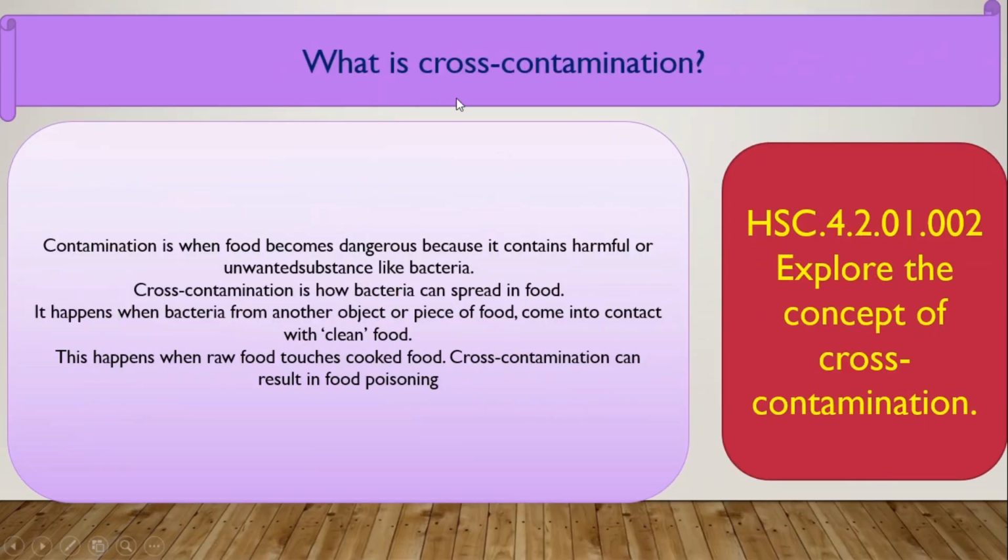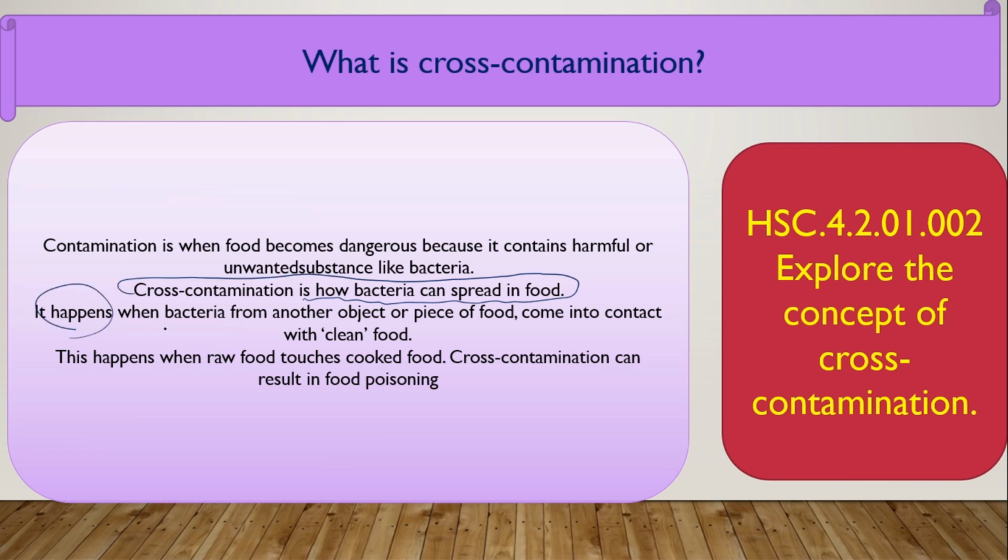What is cross-contamination? Contamination is when food becomes dangerous because it contains harmful or unwanted substances, like bacteria. Cross-contamination is how bacteria can spread in food.